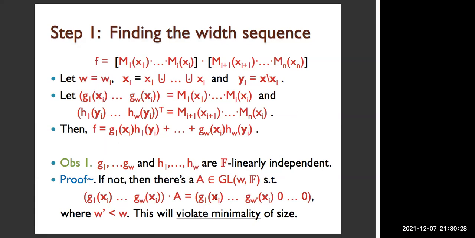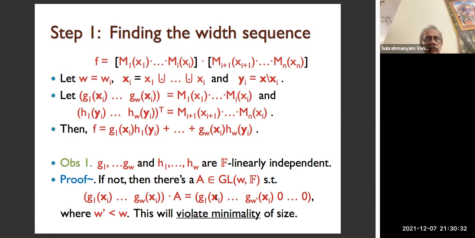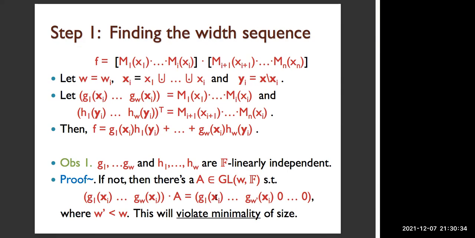If you do that, then it will violate the minimality assumption, which is the sum of the widths. The size is the sum of the widths. The same kind of argument holds for the HIs also. So that means in any minimal ROVPs, no matter where you are splitting, the corresponding G vector and the H vectors will consist of polynomials that are linearly independent.